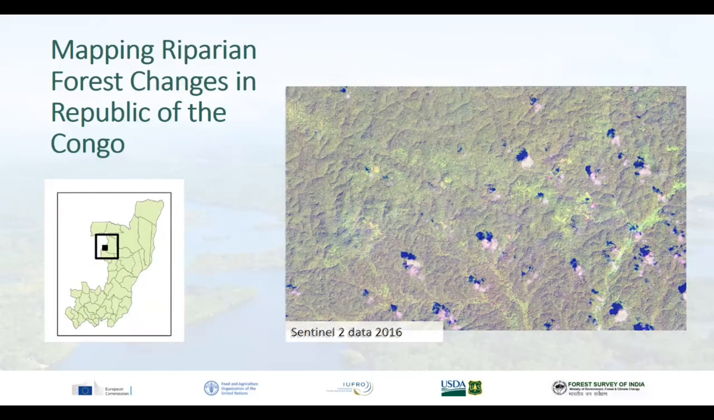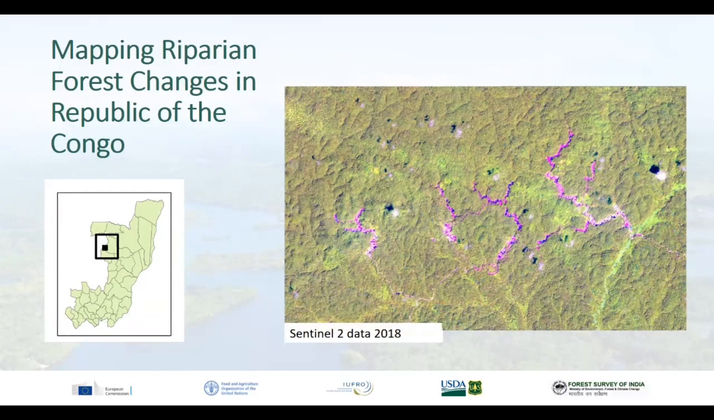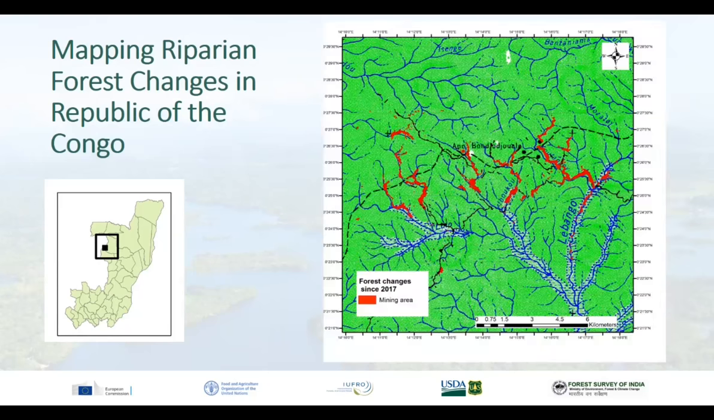If we move forward to 2018, we can see where the watercourses and the forests have been removed, leaving these blue and purple red traces down the rivers, these being water pools and bare soil where the exploitation has taken place. We can extract these areas and overlay them on the topographic maps. This gives government a support in monitoring the mining activity and ensuring that the concessions are working within the agreed area and respecting both forest and environmental regulations.